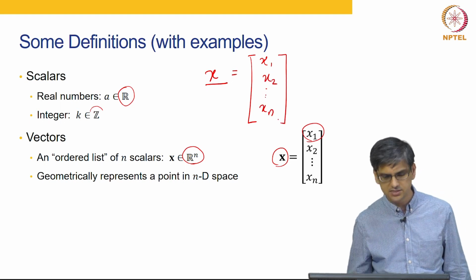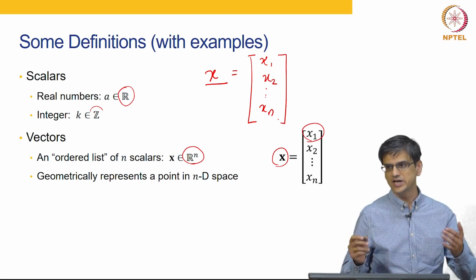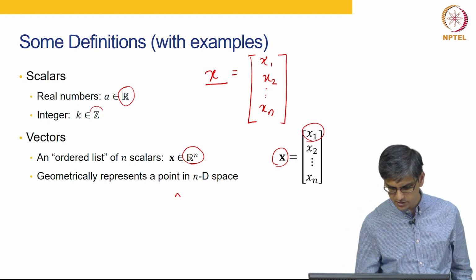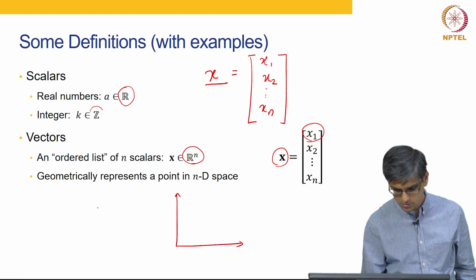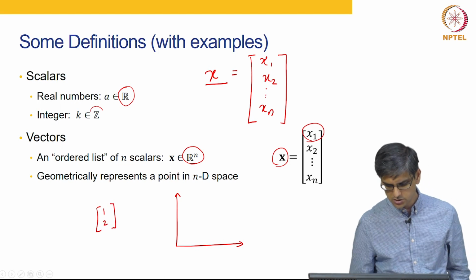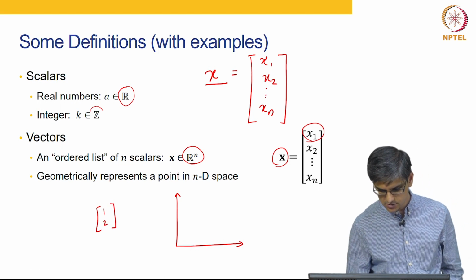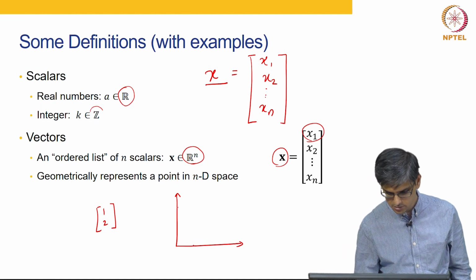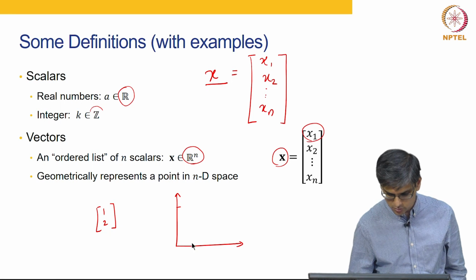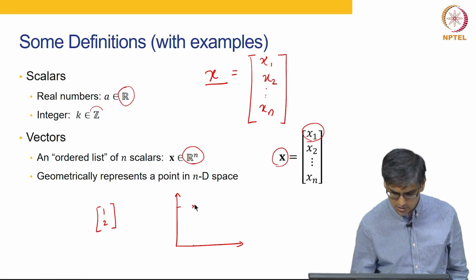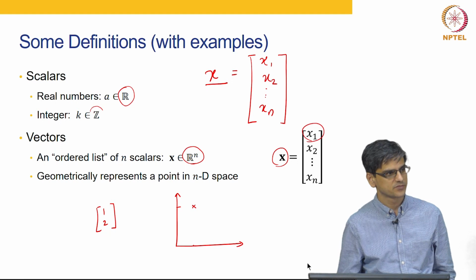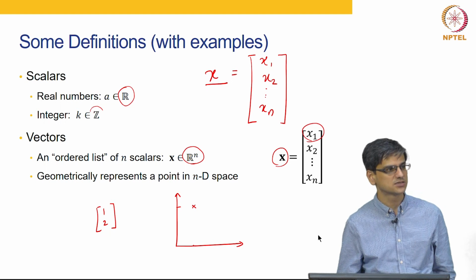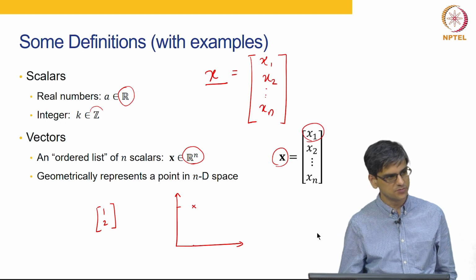This is an n-dimensional vector because it's an ordered list of n scalars. Let's say the vector was (1, 2). This basically means 1 in the x direction, 2 in the y direction. So it's this particular point. The (1, 2) is the point that I have marked as x in the 2-dimensional space.